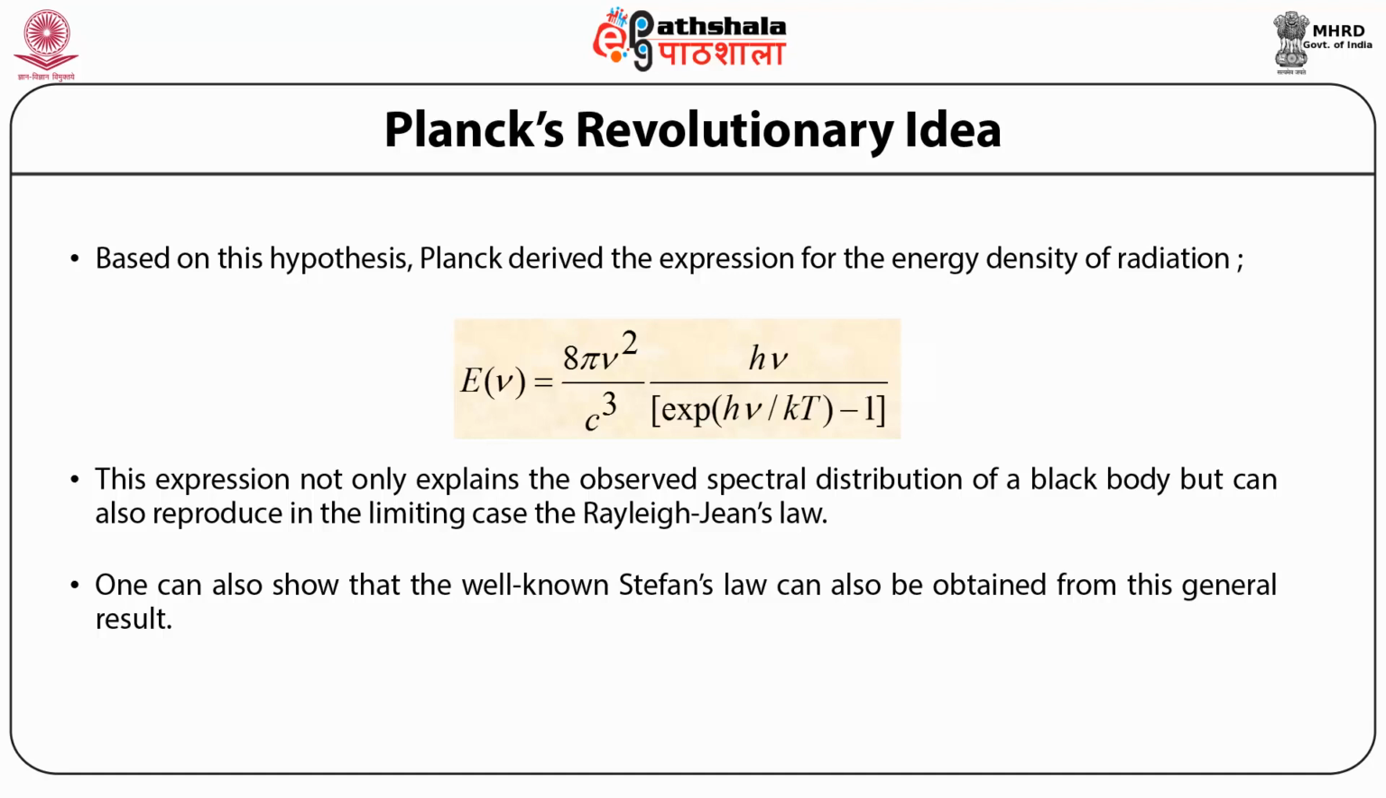equals integral from 0 to infinity of E nu d nu, which equals 8 pi to the power 5 k to the power 4 by 15 c cube h cube into T to the power 4, which shows that the energy density is proportional to the fourth power of absolute temperature T. This is the result which was first suggested by Stefan in 1879 and is known as Stefan's law of radiation.